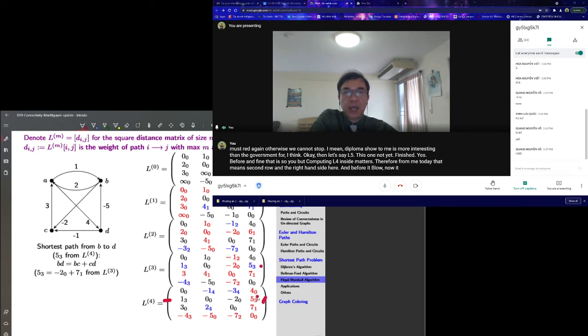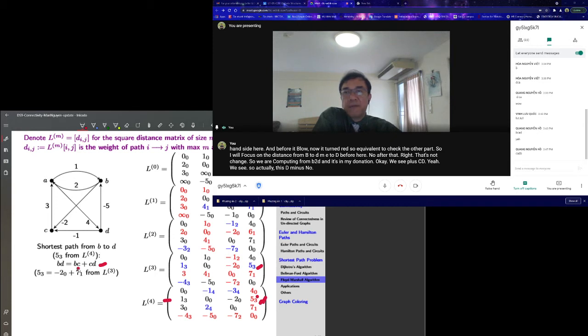So it is equivalent to checking the other part. I will focus on the distance from B to D. B to D was blue before, and after that red, but it does not change. So we are computing from B to D, and this is my explanation. Okay, BC plus CD. Yeah, BC plus CD, from B to D.